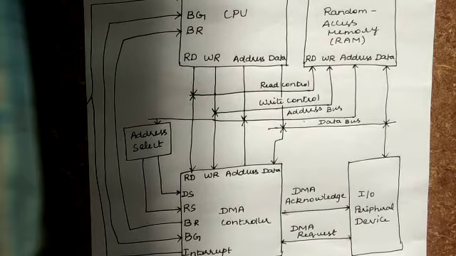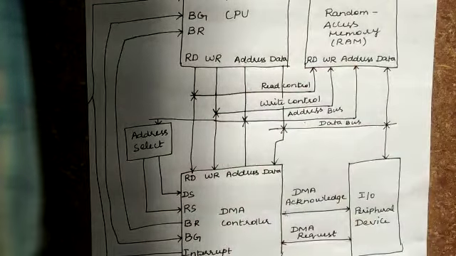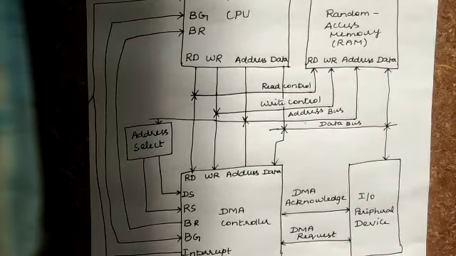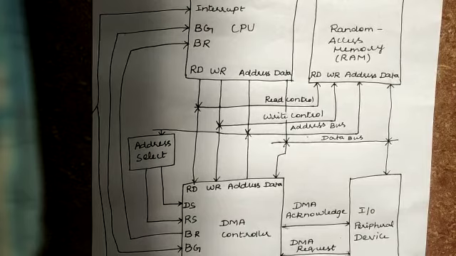by eliminating all the control lines that are directly connected with the CPU. So this is how the DMA transfer takes place in the computer system.